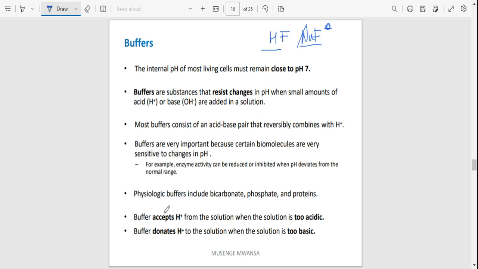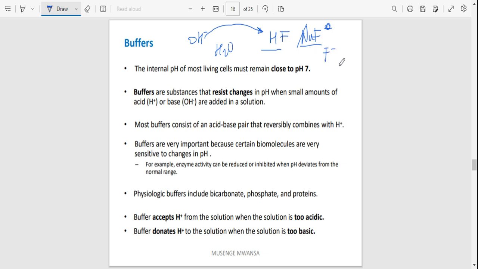So buffers are able to accept hydrogen ions or donate hydrogen ions. Let's say we have this buffer system as we are able to see. If I add a base to this system, what is going to happen? The characteristic of a base is the hydroxide ion. This hydroxide is able to grab this hydrogen and form water in the process, and then we are going to have more of F minus.